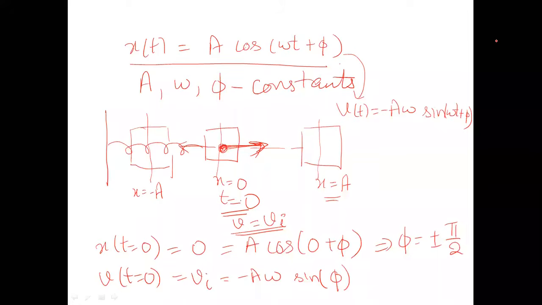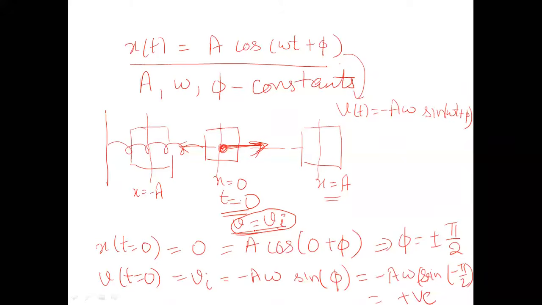I'm sure everyone knows the answer now. When your phi is minus pi by 2, then only your velocity will be positive, right? Because when your phi is minus pi by 2, you will have minus A omega sine of minus pi by 2, and eventually your minus minus would become plus. You will have a positive velocity, and that was your initial condition, that you wanted to have your velocity as positive.